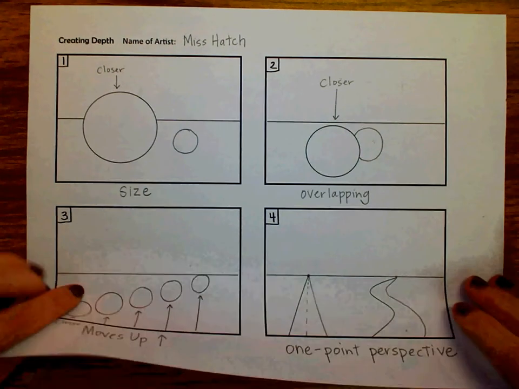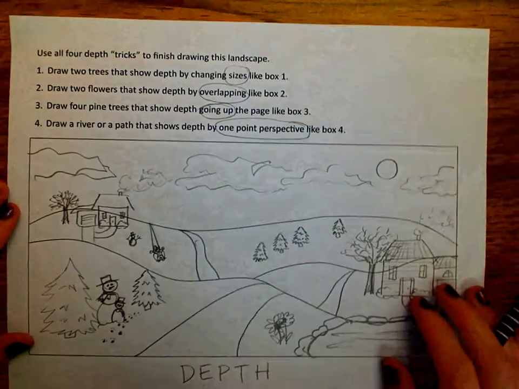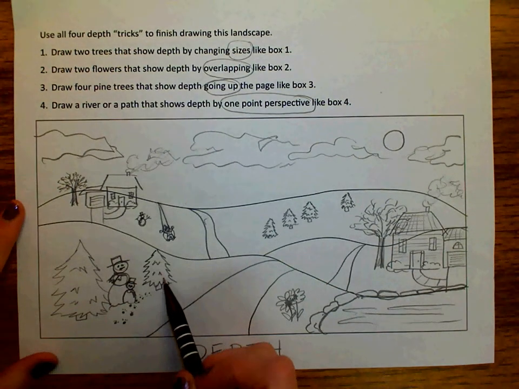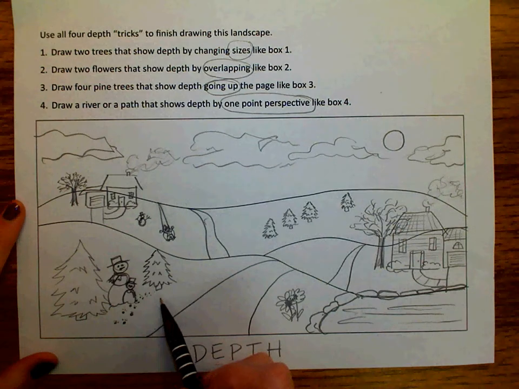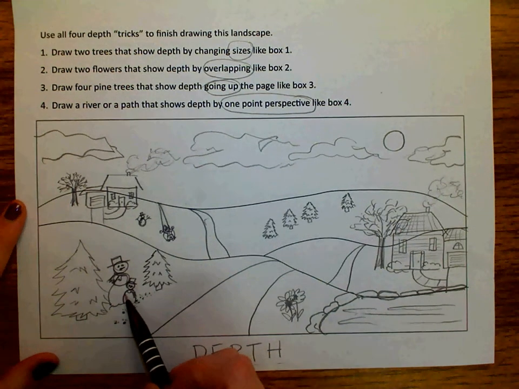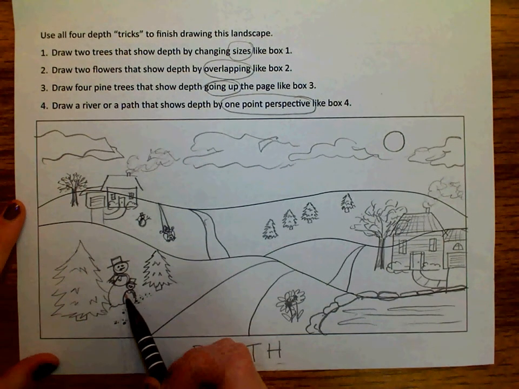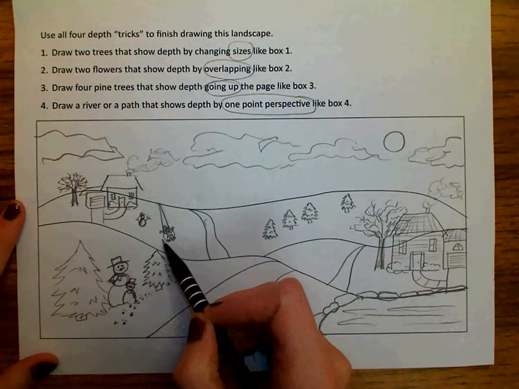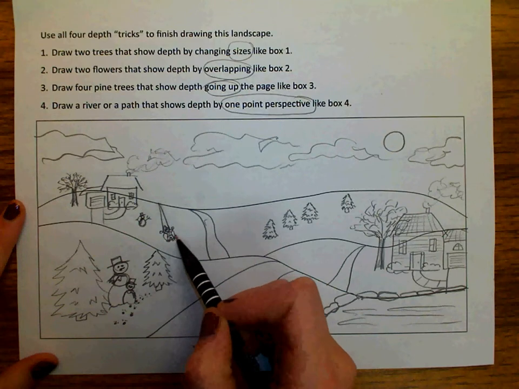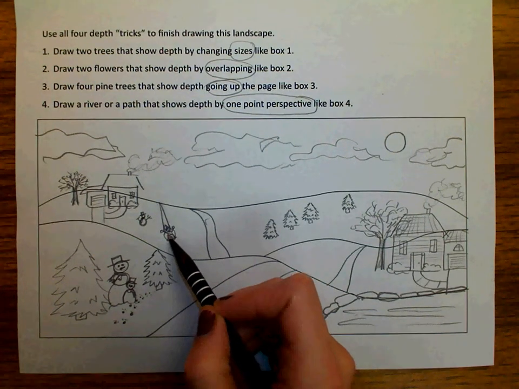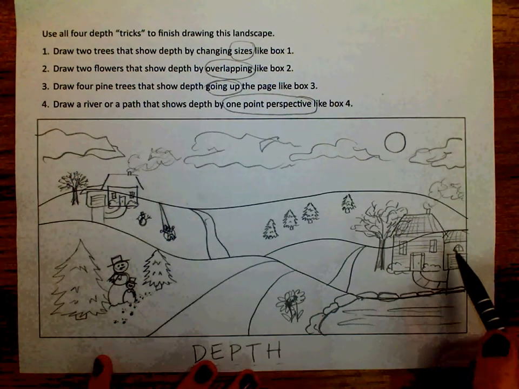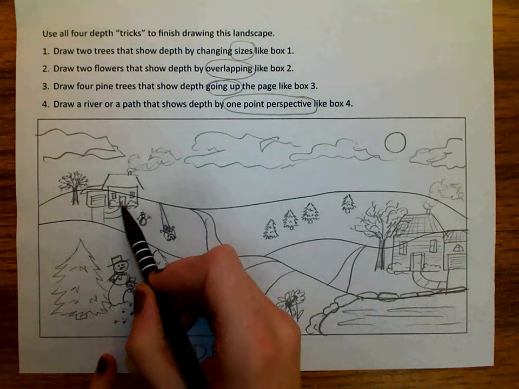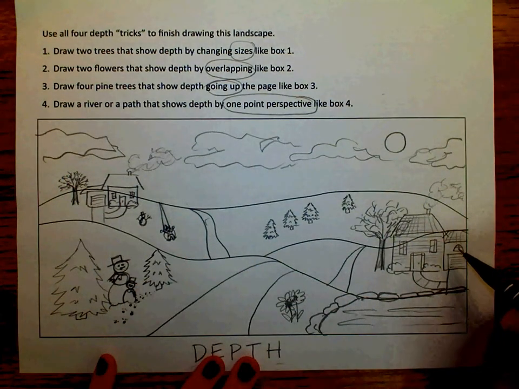So we use these 4 tricks in a small drawing. This tree is further away because it's smaller and further up the page. This snowman, even though it's smaller, it's a kid snowman, so it's overlapping his dad here. Our sledder is very small because he is very small, or very far away. My house here is bigger than this house because this one's closer to me.